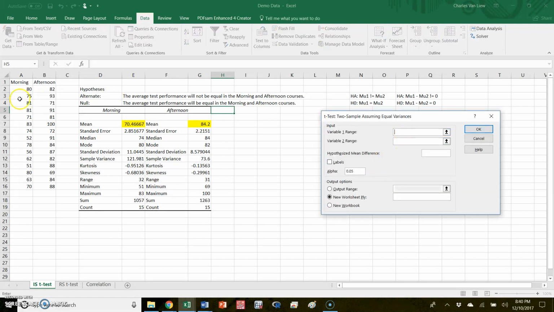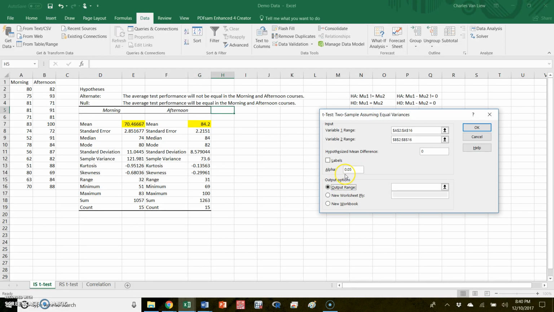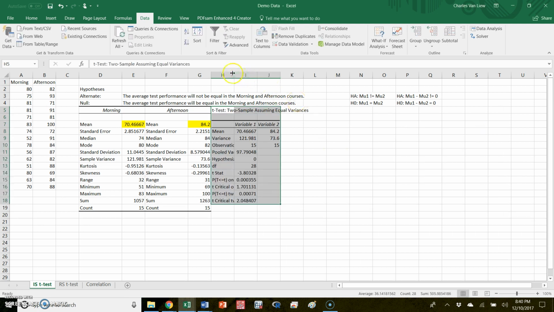So the first thing we need is variable 1. That's our morning group. Variable 2. That's our afternoon group. A hypothesized mean difference. So under the null hypothesis, right? Null hypothesis, the difference, mu1 minus mu2, is expected to be 0. So that is in fact what we want to put here. Okay, our alpha will be pre-specified at 0.05. That is the convention as we discussed in the announcement. And we're going to put our output right next to it and perform our test.